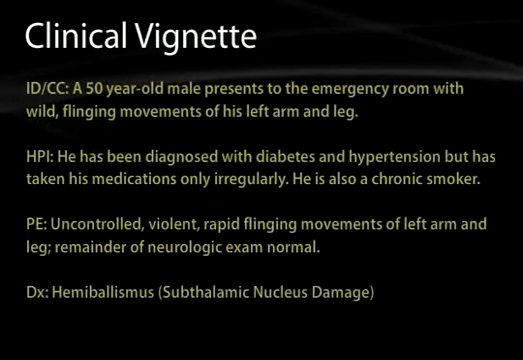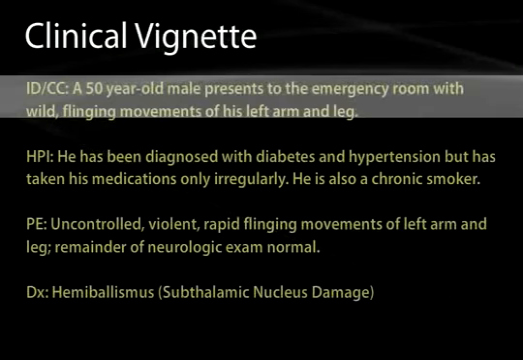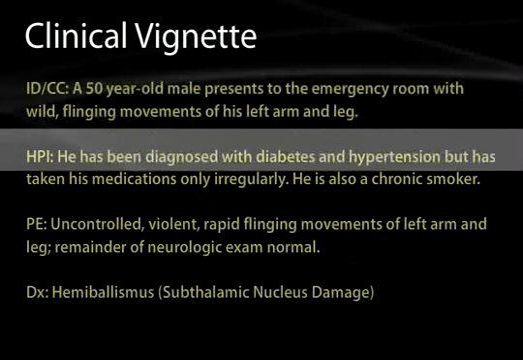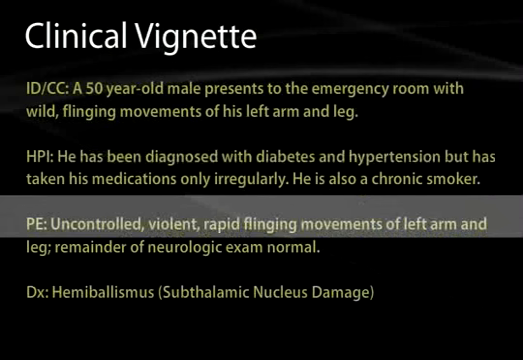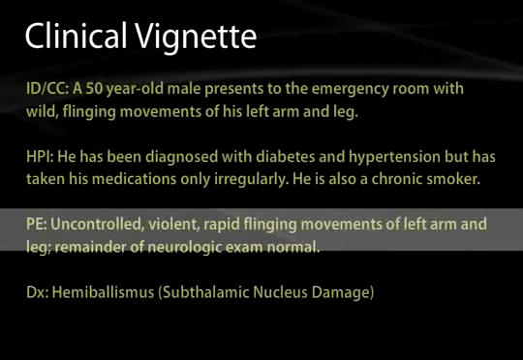Let's do a clinical vignette. A 50-year-old male presents to an emergency room with wild flinging movements of his left arm and leg. He has been diagnosed with diabetes and hypertension and has taken his medications only irregularly. He is also a chronic smoker. On physical exam, you note uncontrolled, violent, rapid flinging movements of the left arm and leg. The remainder of the neurologic exam is normal.